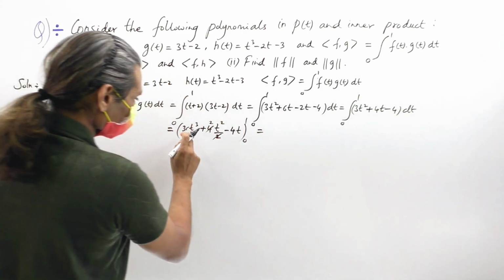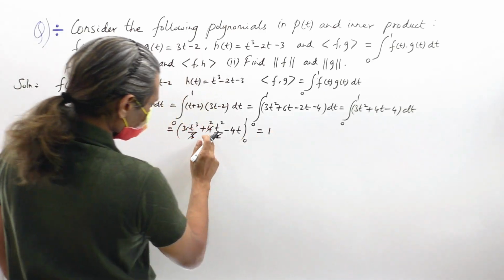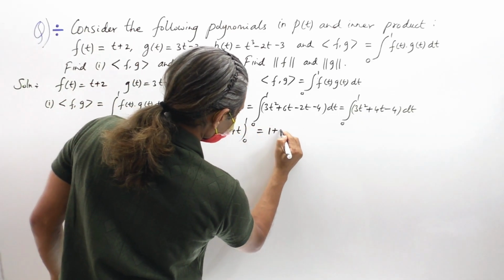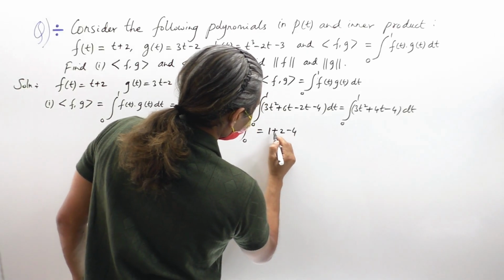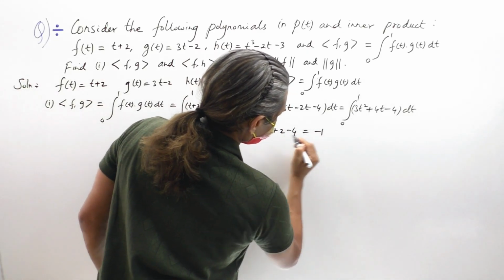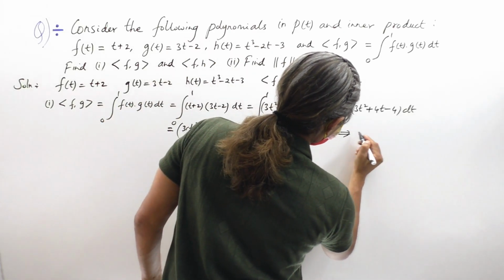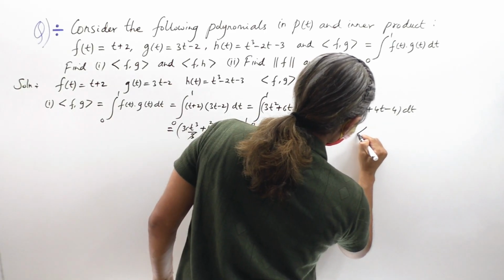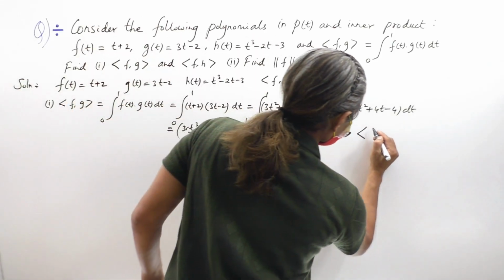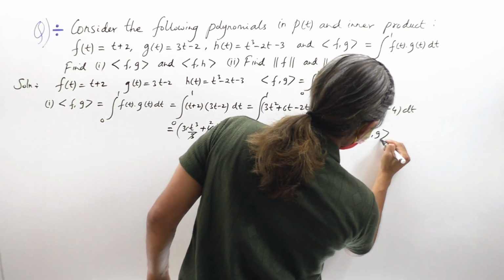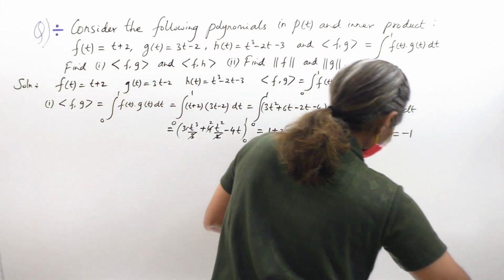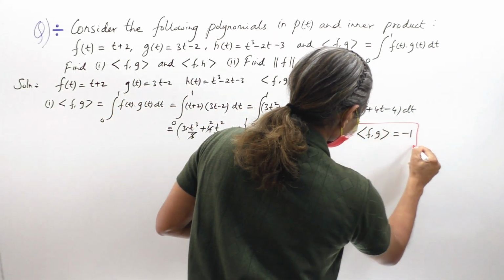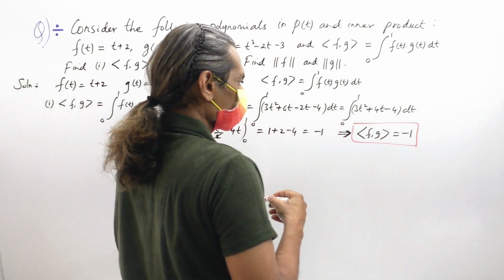So we get, in place of t put 1, so 1 plus 2 minus 4. So 3 minus 4 is nothing but minus 1. So it implies we have the inner product of f comma g equals minus 1. Please underline it here, for the examiner to see. So we have the first value obtained.